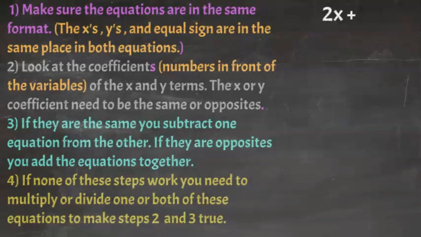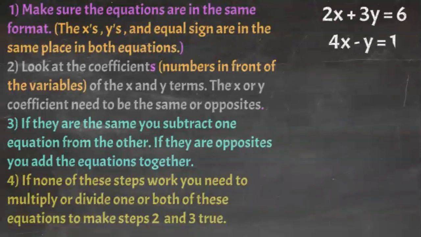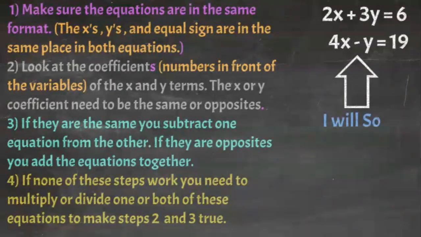So here's an equation. We have 2x plus 3y equals 6, and 4x minus y equals 19. So this is one where they're not opposites or the same. This means we will have to adjust one or both of the equations, and I will do this for you on the next slide.